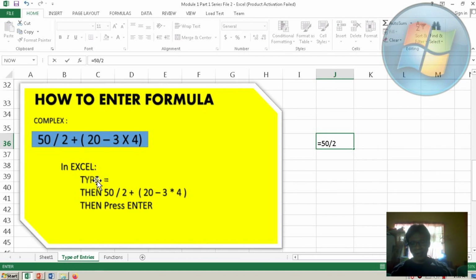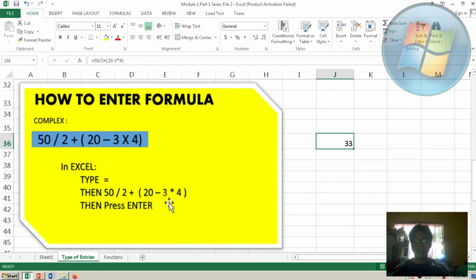Then followed by plus and then parentheses 20, subtract, then the multiplication symbol. In the computer, the multiplication symbol is the asterisk. So when you represent multiply instead of X, we will use the special symbol asterisk to signify multiply. Okay. So that's the complex expression that will be evaluated by the computer. Okay, so that's the result. So again, the result is found in your cell, but the actual formula is in the formula bar.